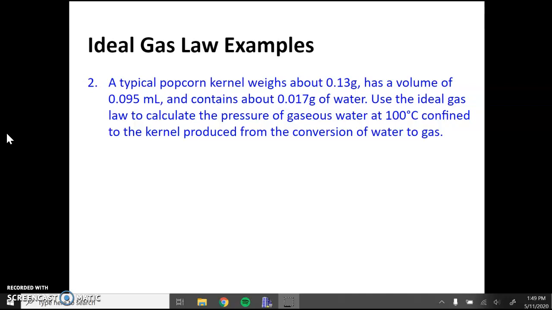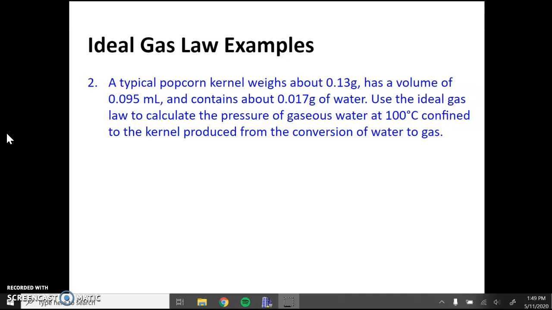So in this example, we're considering a teeny little popcorn kernel, which weighs about 0.13 grams and has a volume of about 0.095 milliliters, containing 0.17 grams of water. We want to use the ideal gas law to calculate the pressure of gaseous water at 100 degrees Celsius when it's confined to the popcorn kernel. And so the heat converts the water to gas, and ultimately that's what pops our little popcorn kernels.